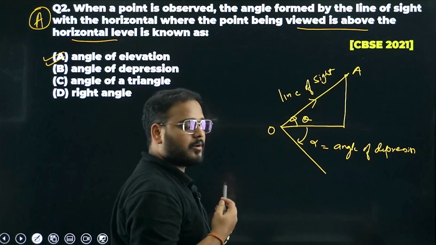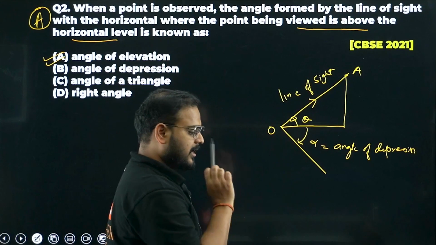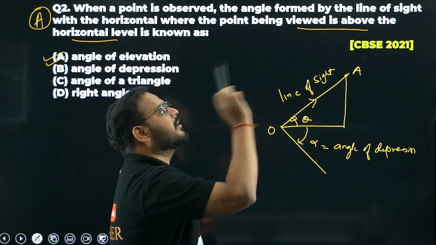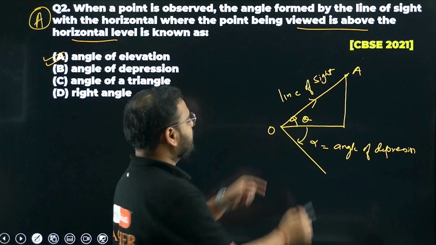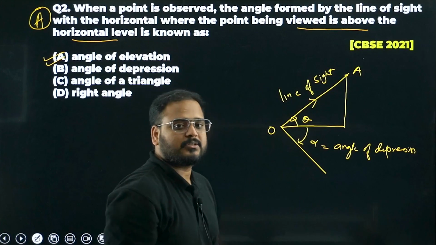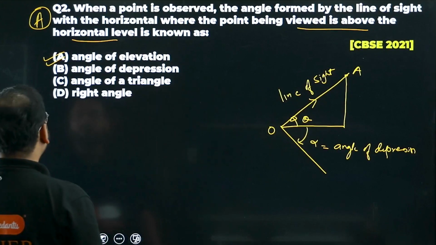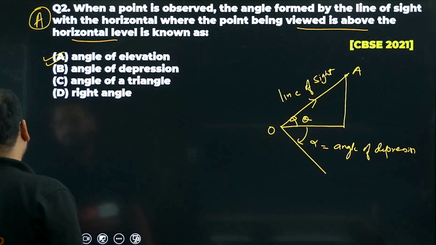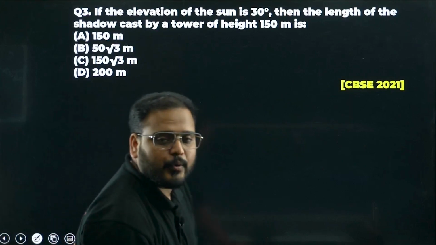Observer is over here, object is down like this, angle of depression. Looking over there, angle of elevation. So for the line of sight like this, angle of elevation; line of sight like this, angle of depression. Clear? Okay. Question number 2, option A is suitable. Please have a look. Question number 3, can we do it?